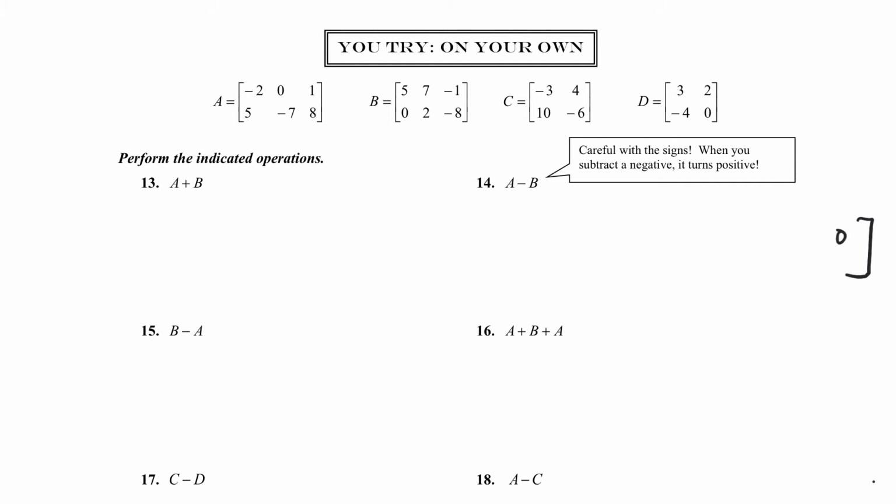-7 minus 2, so -7 minus 2 will give us -9, and then here's where you've got to be careful.